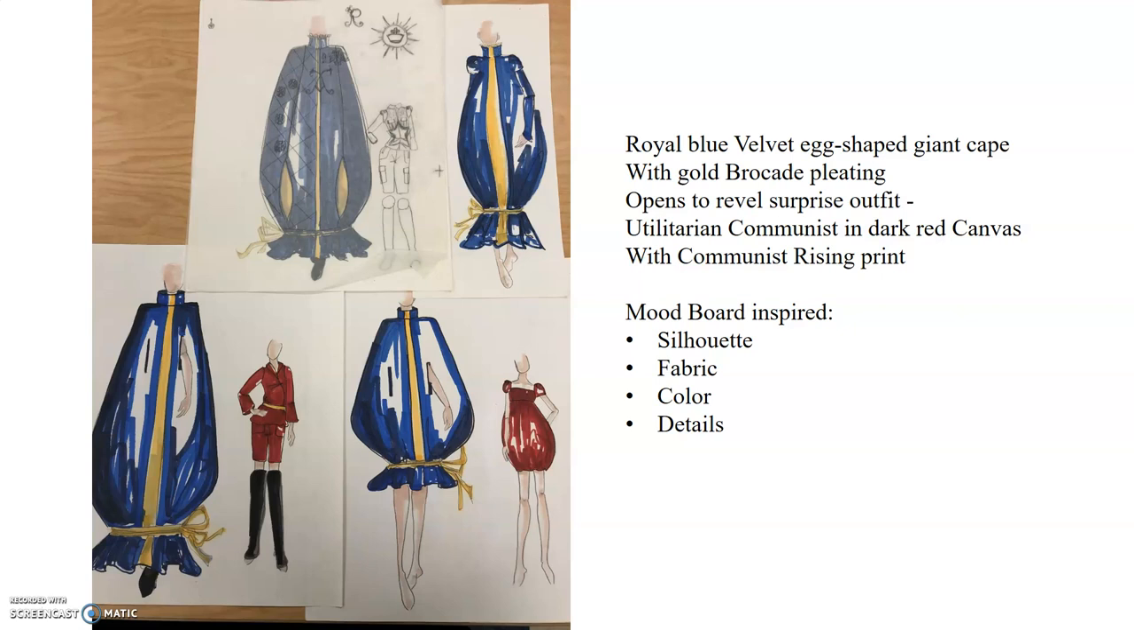And then here's me doing some sketches and coming up with some final ideas, where I ended up designing a giant egg-shaped cape in this deep blue velvet and this gold brocade pleating, and then it opened up, and underneath she was wearing a different outfit with this utilitarian communist look in dark red canvas, and there was a communist sort of print on it. So this was a very sculptural, artistic piece with moving parts and things like that. But again, the mood board and the inspiration was inspiring the silhouette, the fabric, the color, and the details. Once I explain the story especially, you can see all of that comes from that Fabergé egg.